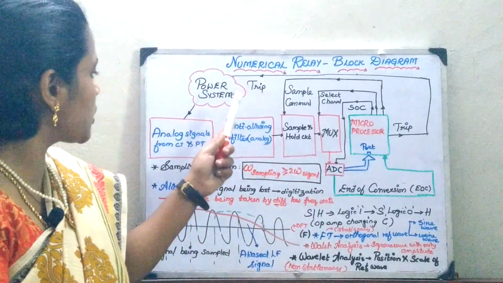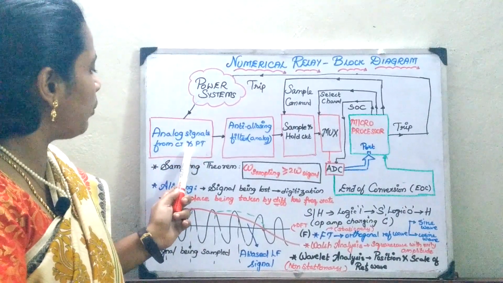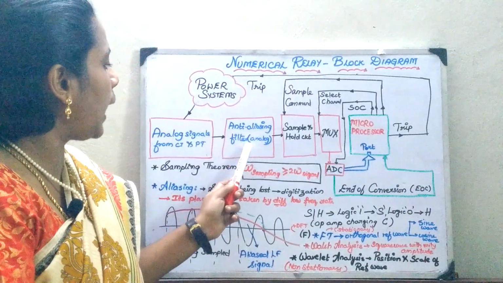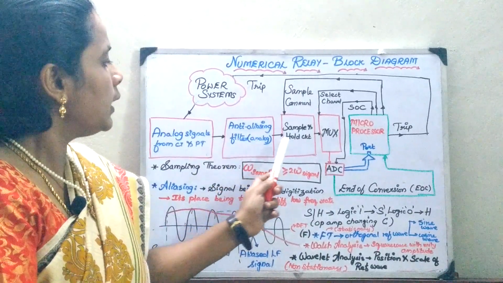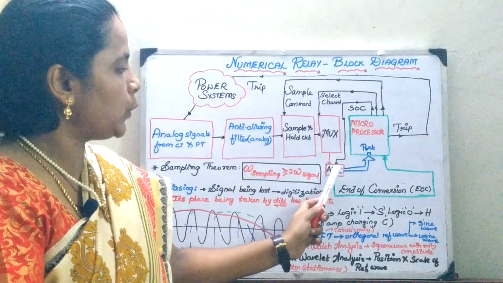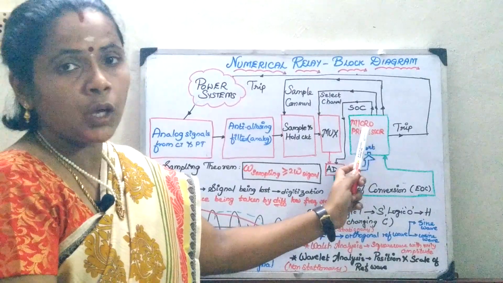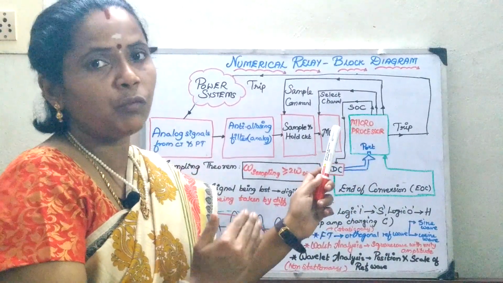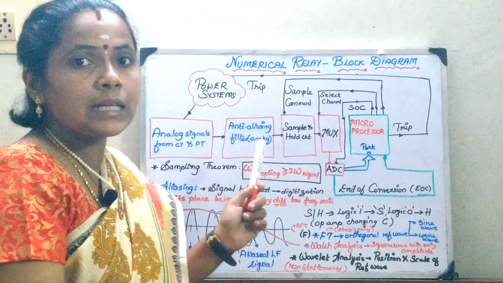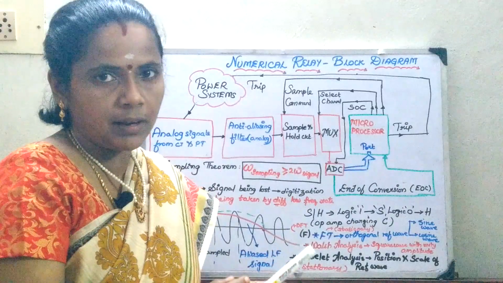If you look at the functional block diagram, you will have an analog signal block from the current transformer and the potential transformer. Then you have the anti-aliasing filter block, then the sample and hold circuit block, multiplexer block, analog to digital converter block, and microprocessor block. Now we will analyze the sections one by one. Initially we are going to take the analog signals from the current transformer and the potential transformer.